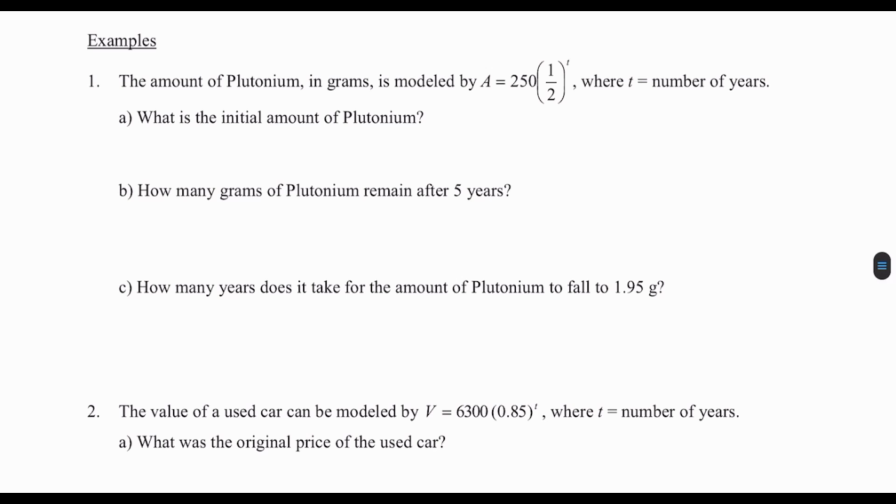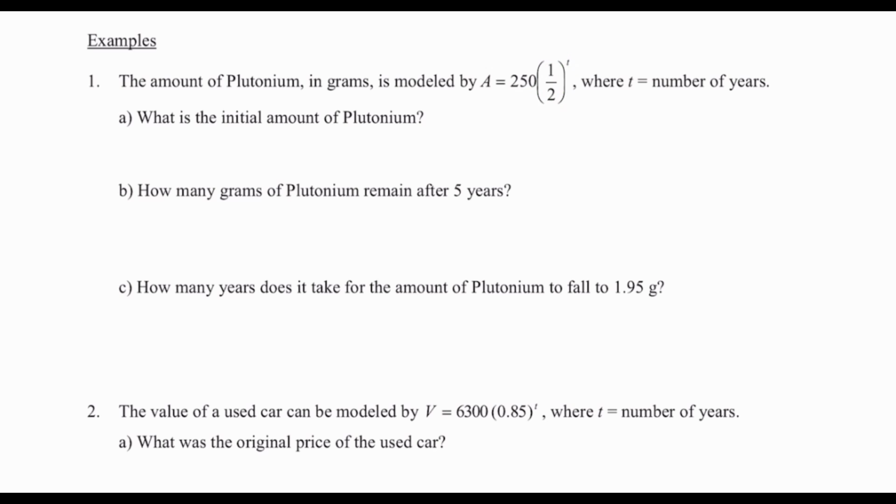Question 1. The amount of plutonium in grams is modeled by A equals 250 times half to the power of T. What that means is we're going to start with 250 grams. My b value is between 0 and 1, so it's decay, and it's actually going to be cut in half every time. So we're dividing by 2, or we're multiplying by 50% every time to find our next number, and T is my number of years.